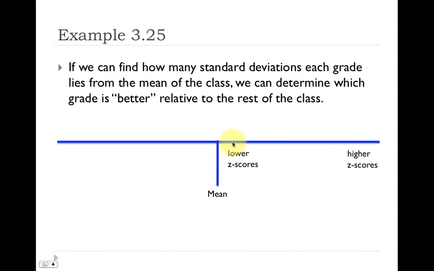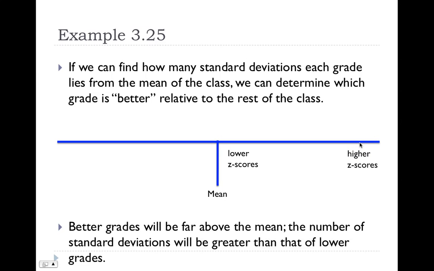Okay, so for this example anyway, lower z-scores are closer to the mean and therefore not as outstanding as higher z-scores. Okay, so better grades will be far above the mean. The number of standard deviations will be greater than that of lower grade scores.